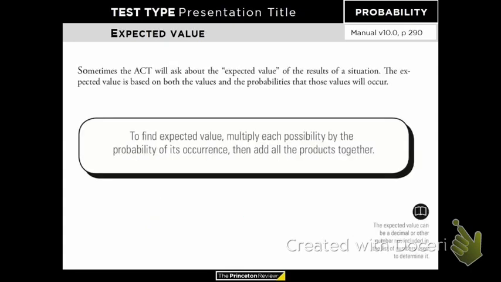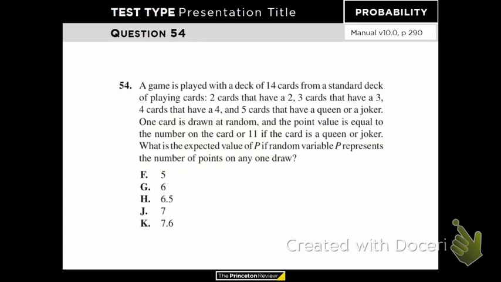Okay. Expected value. So anytime it asks about expected value, it says to multiply each possibility by the probability of its occurrence and then add all of those products together. This one's kind of complicated, but we'll go through it together here.